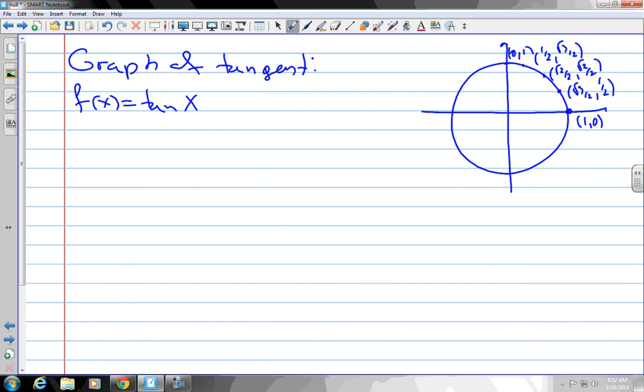Now if you recall, what is the definition of tangent? Opposite over adjacent, but in terms of the points on the unit circle, it's y over x, right? And as we agreed, sine is y, x is cosine. So technically tangent is also sine over cosine. But tangent x based on the unit circle is y over x. Okay? So it has a division in it.